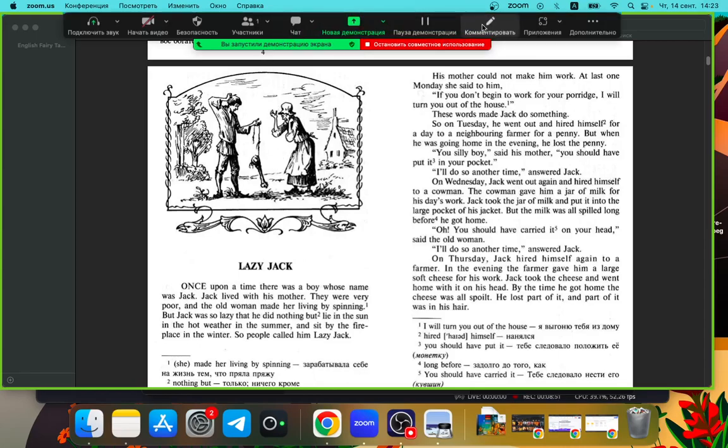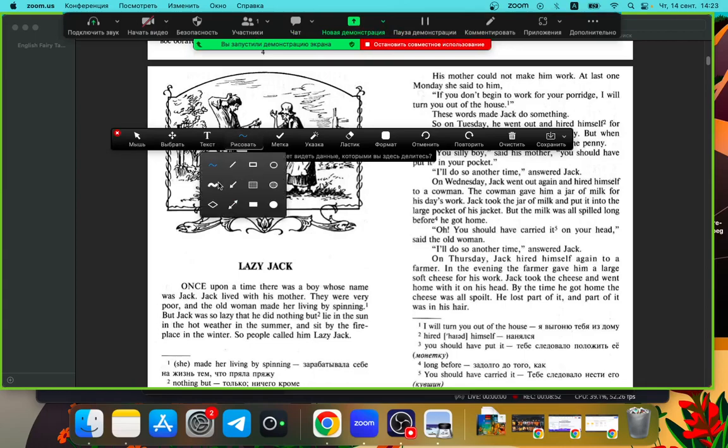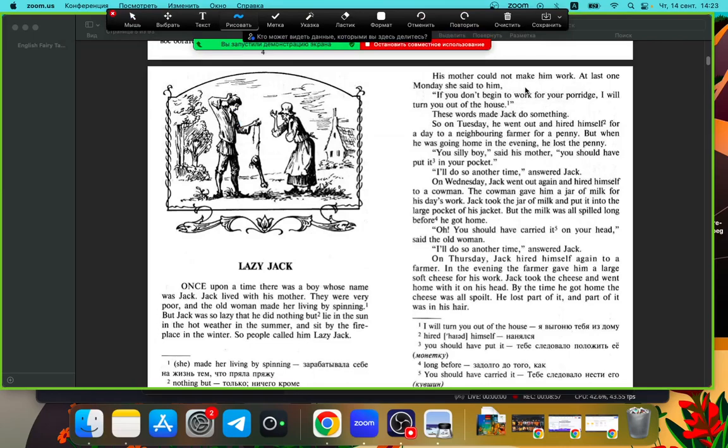But now we are going to work with one more sentence. Let's go on with a different one. His mother couldn't make him work. At last, one Monday, she said to him, if you don't begin to work for your porridge, oh, no, I need yellow color to highlight. If you don't begin to work, for your porridge, I will turn you out of the house. Turn you out of the house.